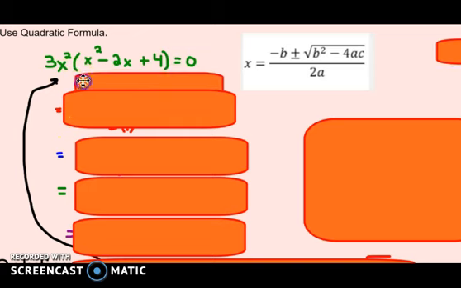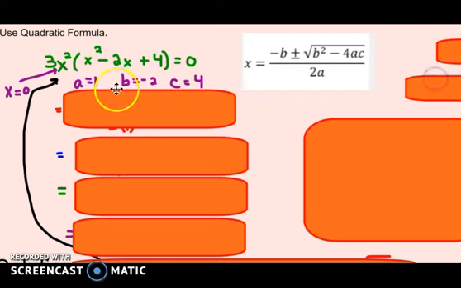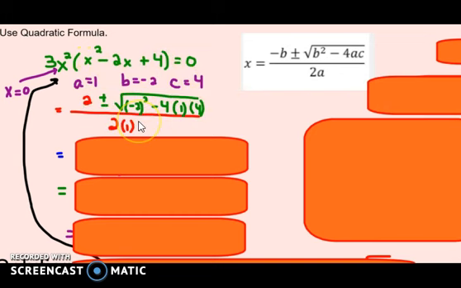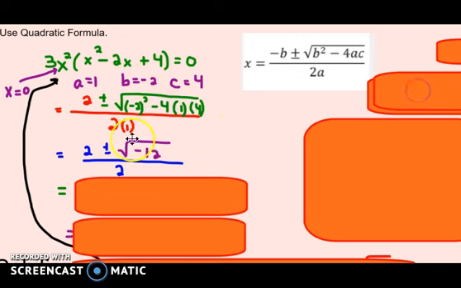So I need to have 4 solutions here. If I have 3x squared, what makes this 0? 0 does, right? That's 2 of the solutions. And then I need to label a, b, c. So I have 1, negative 2, and 4. I am going to plug it into the formula. So the opposite of b is 2, over 2a. I'm going to do b squared, which is 4, minus, it's always 4, times a times c. So I have 2 plus or minus the square root of negative 12.